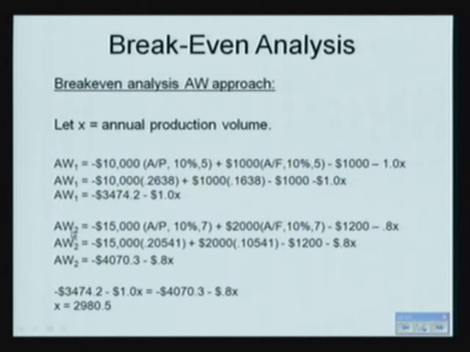Okay, annual worth 2, I have a $15,000 initial investment. I'm going to spread that over 7 years because it has a 7-year life. I've got a $2,000 salvage value, and that occurs in year 7, so I'm going to spread that back across 7 years. Okay, and I have $1,200 every year for maintenance, and I have a production cost of 80 cents per unit. I'm going to multiply that by my unknown production volume. And that reduces down to the third line here for annual worth 2.